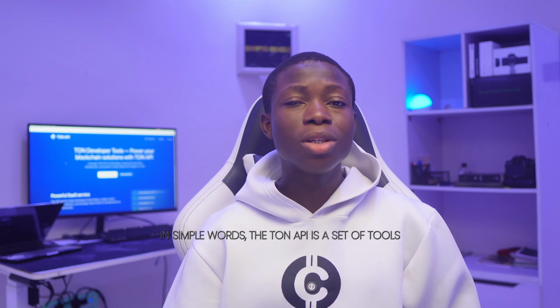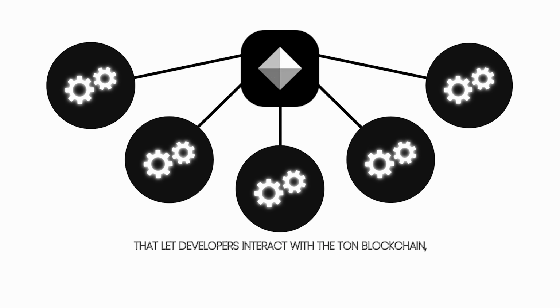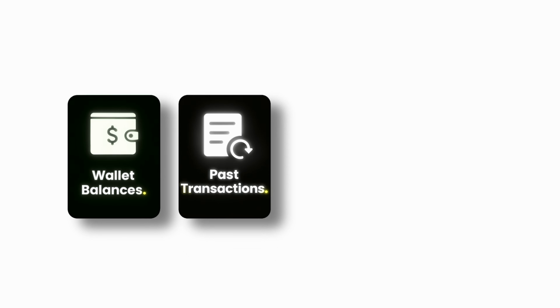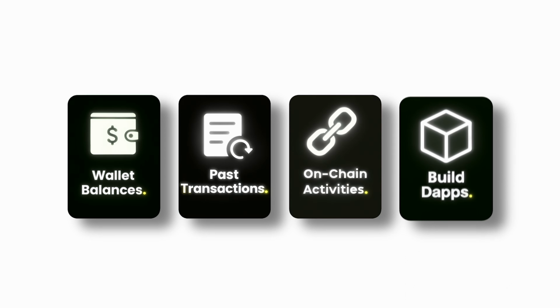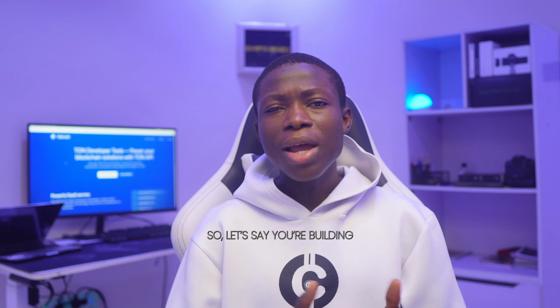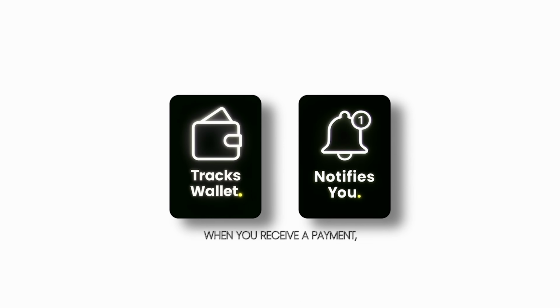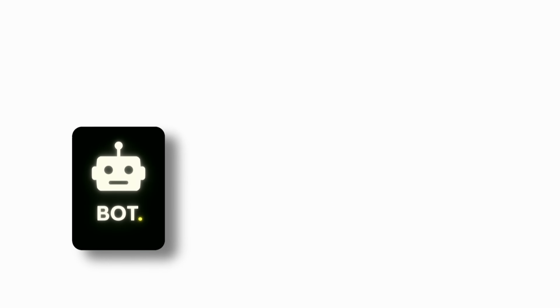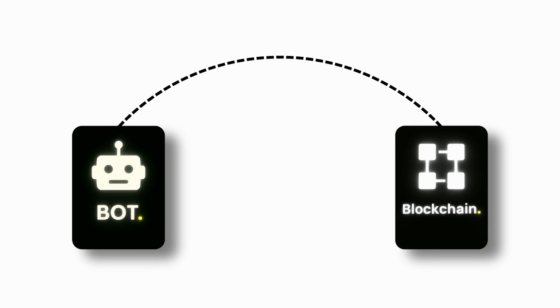In simple words, the TON API is a set of tools that lets developers interact with the TON blockchain. Think of activities like fetching wallet balances, reading past transactions, monitoring on-chain activities, building dApps like Telegram bot payment apps or wallets. So let's say you are building a Telegram bot that tracks your wallet and notifies you when you receive a payment. TON API is the bridge between your bot and the blockchain data you want to receive.